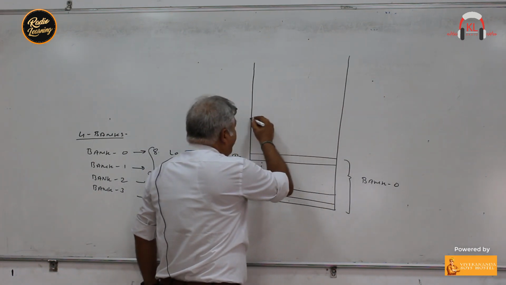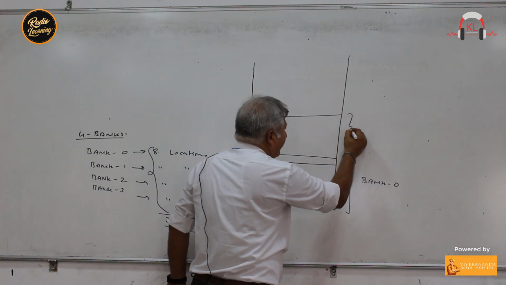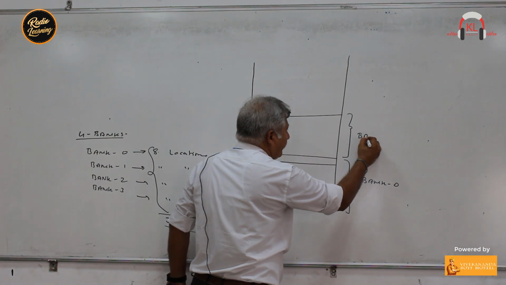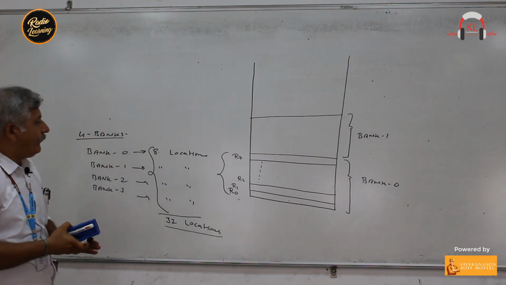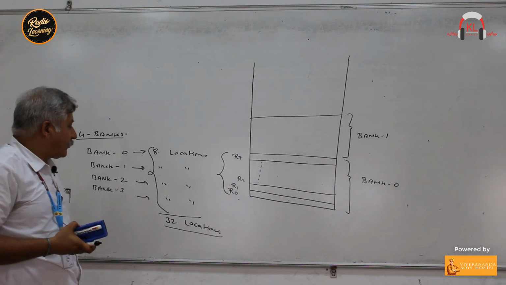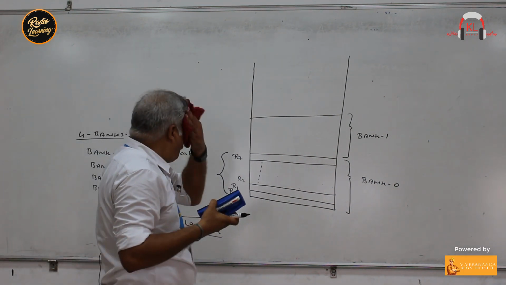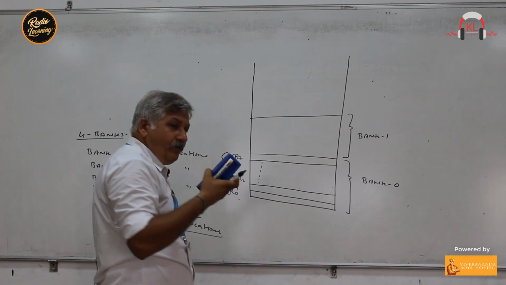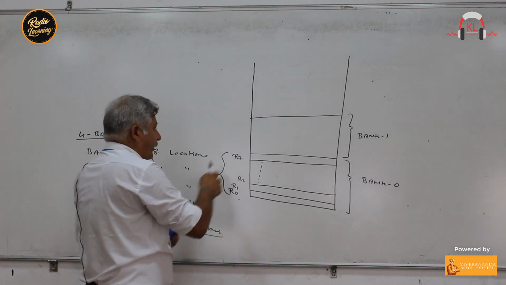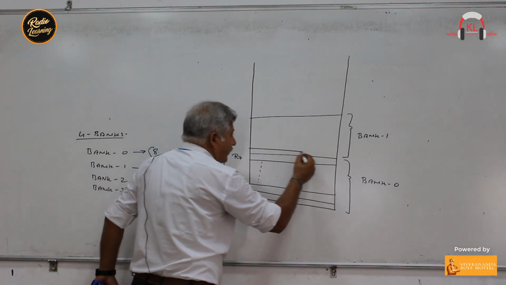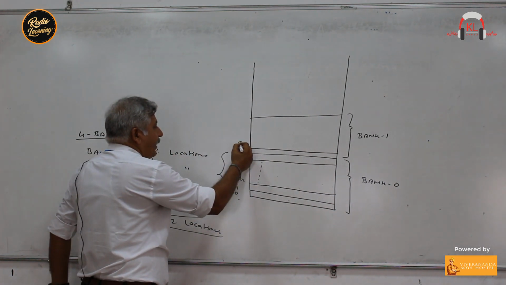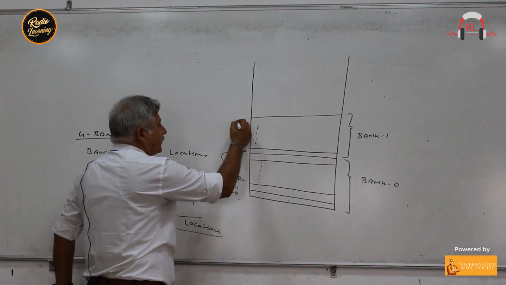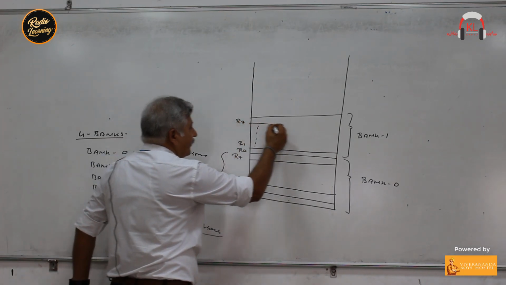Then bank 1 will start. This is bank 1. Again in bank 1, we have 8 registers. What are the names of those registers of bank 1? The names are the same. Again, the first register of bank 1 will have the name R0, then R1, and in this way the last register will have the name R7.